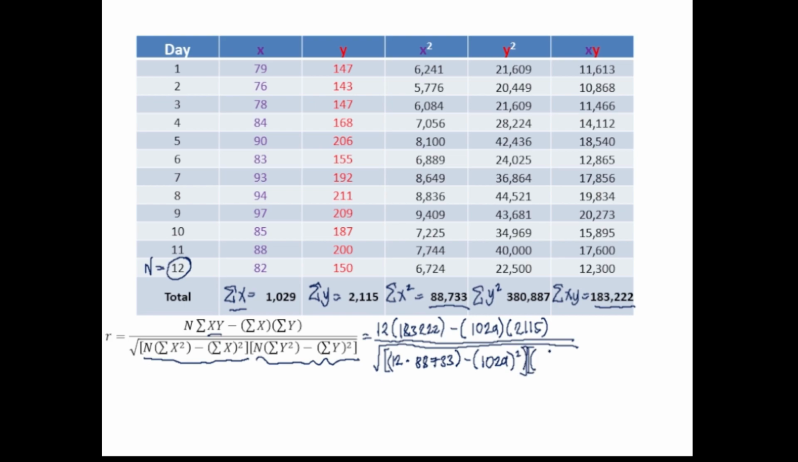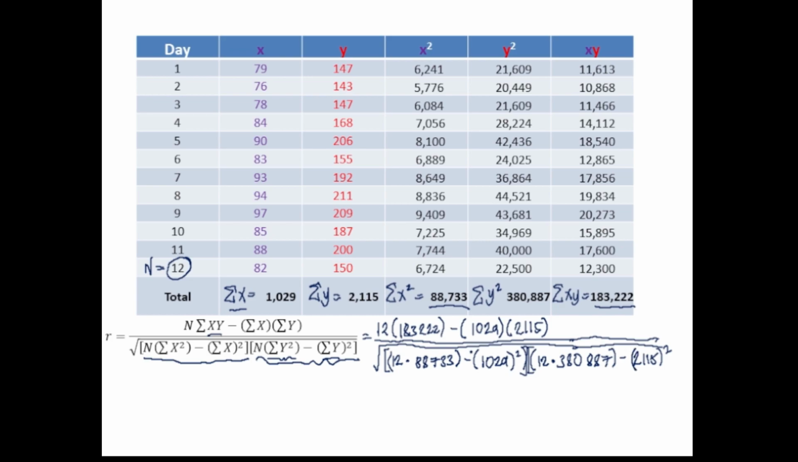Times po natin ito sa n. So that's 12. Times yung summation daw ng y square. Ito po yun. So ito ay 380,887 minus yung summation ng y. So ito po yun. So ito ay 2,115 square.